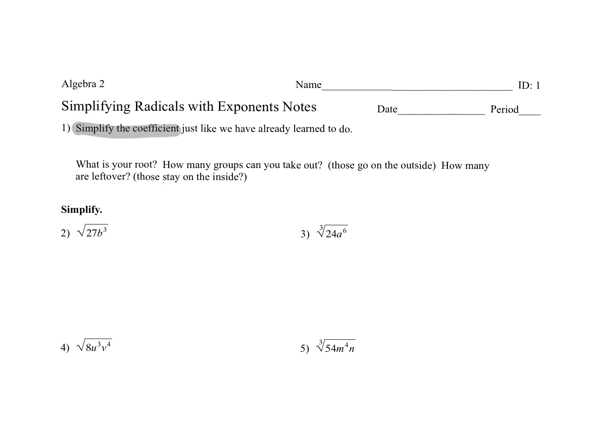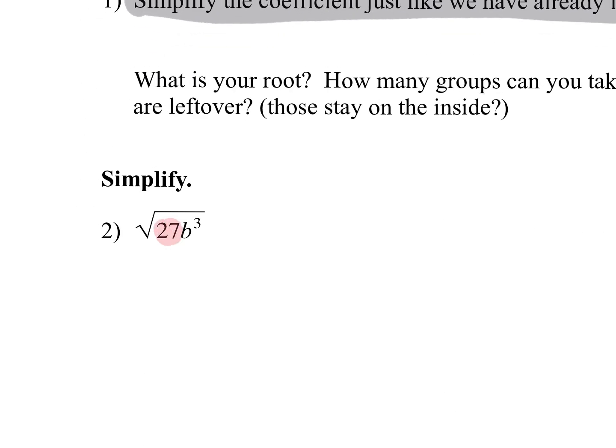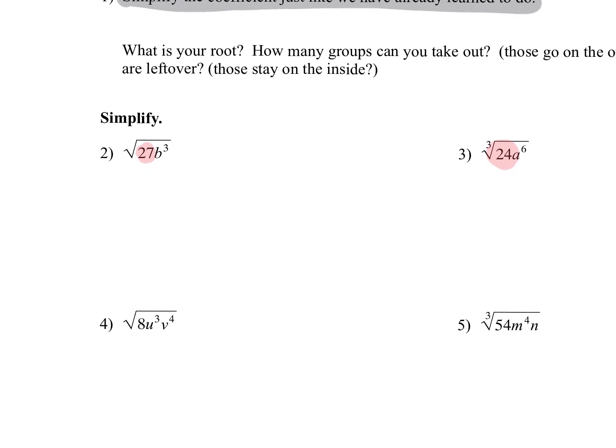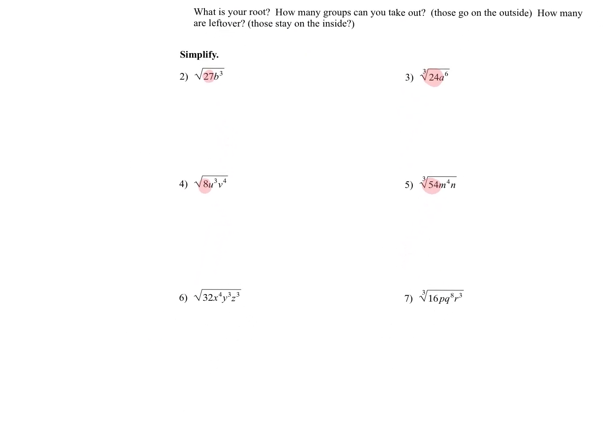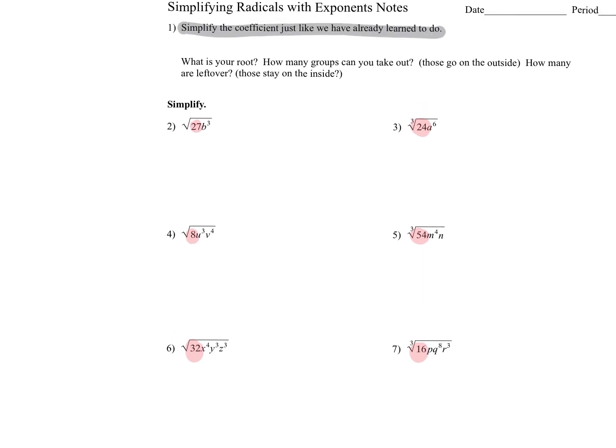We're going to simplify the coefficient just like we have already learned to do, like we did yesterday. Okay, so on this first one, our coefficient would be a 27. We are taking the square root, so we're going to break it apart and simplify it just like we would any other time. Again, our coefficient is 24 on that one. Our coefficient is 8, 54, 32, and 16. And we also should probably note that some of these are square roots and some of them are cube roots. So we need to make sure we're staying focused on that. Looks like all of the evens are square roots and all the odds are cube roots on this particular page.